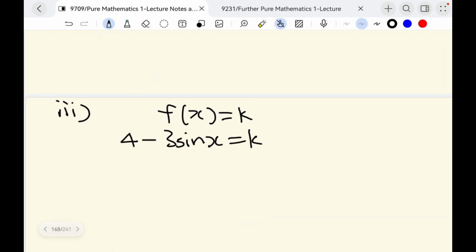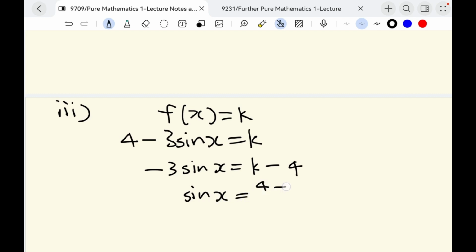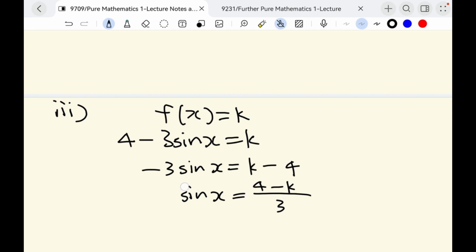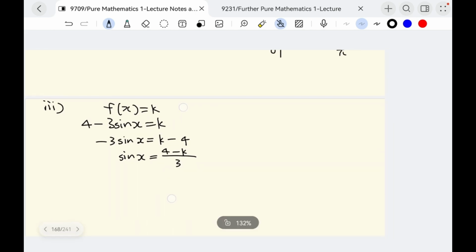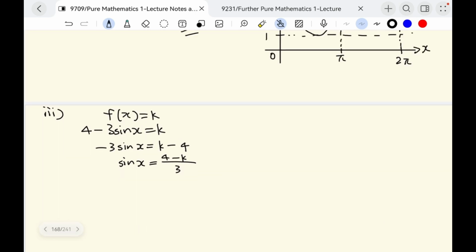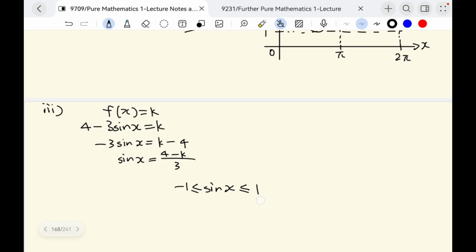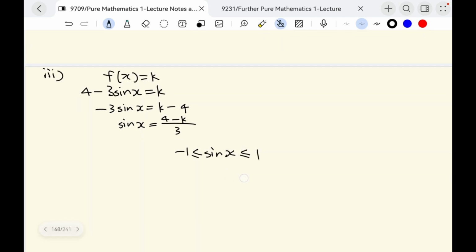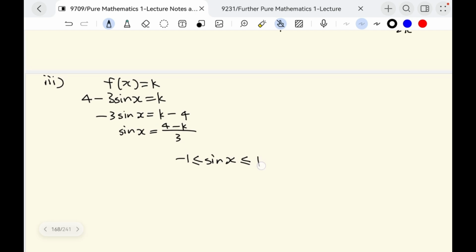So negative 3 sine x equals k minus 4, and then divided by negative 3. So you have 4 minus k divided by 3. Recall the range of the ordinary sine function, which is from negative 1 to 1. Since it doesn't have a solution, we have a few possible sets of values.